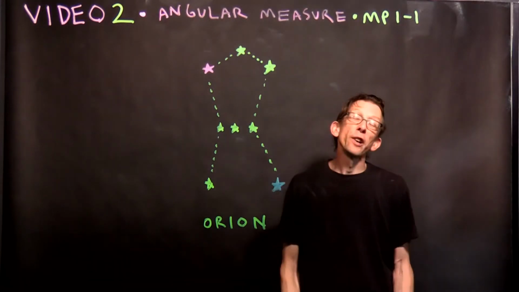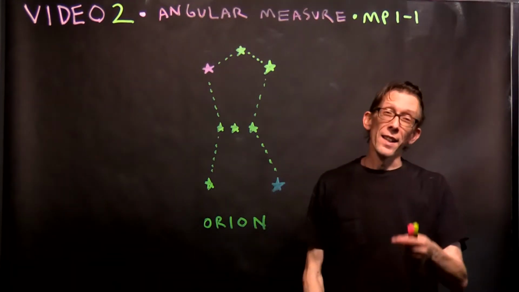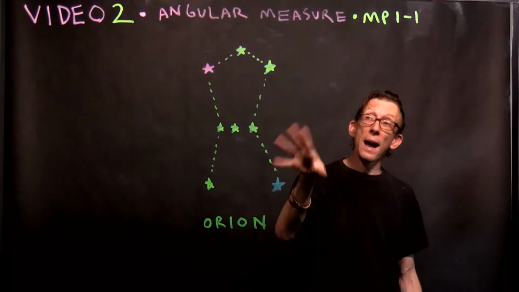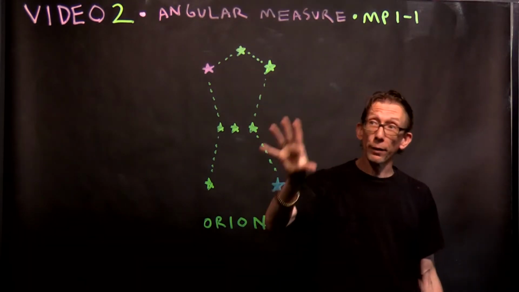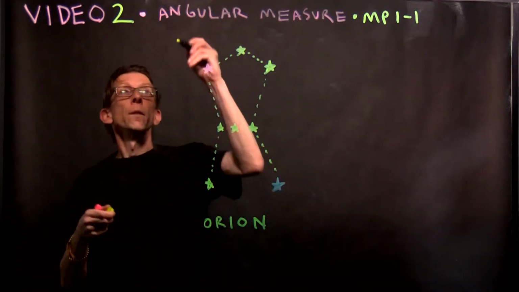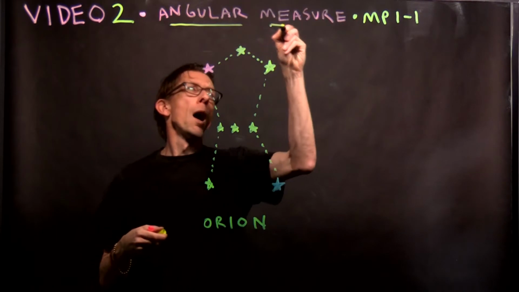Okay, so we're not really going to do the celestial sphere yet. That's coming up in video number 3. What I wanted to do is go back to Orion here, our friend Orion, and talk to you about something known as, it's very exciting, angular measure.